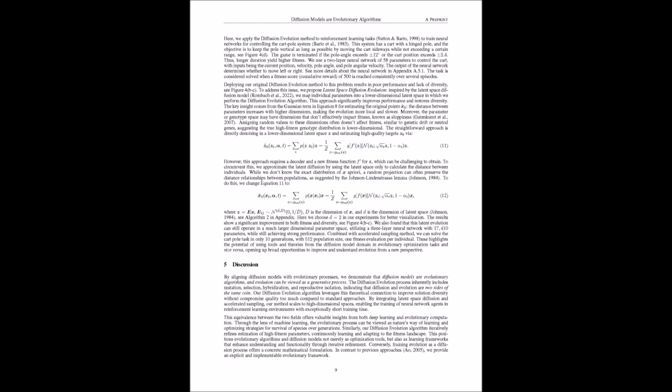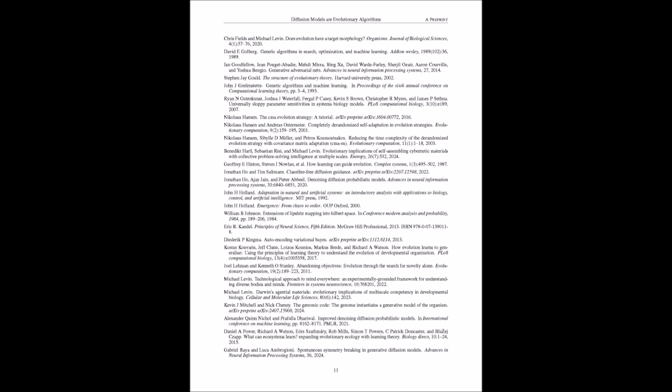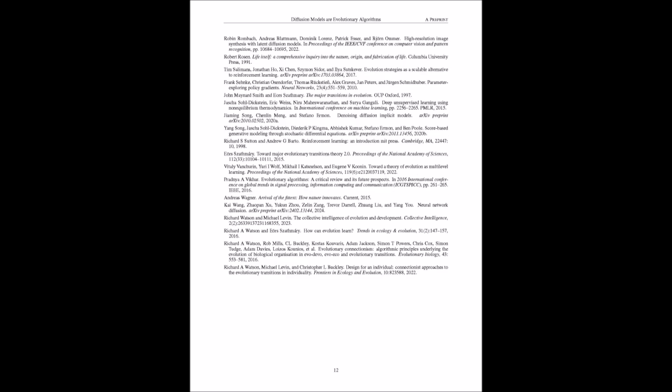Exactly. But here's the really cool part. They also tested it on this problem in AI called a cart pole. Have you heard of it? Oh yeah. It's that thing where you have to keep a pole from falling over by moving a cart back and forth. Right, that's the one. It's way harder for AI than it looks. Anyway, they used this diffusion evolution, and get this, it found a bunch of different solutions to keep the pole balanced. Whoa. So instead of just one way to do it, it found a whole bunch.